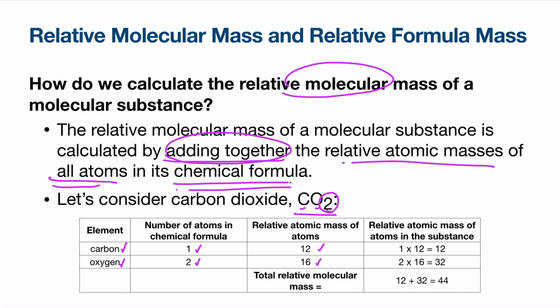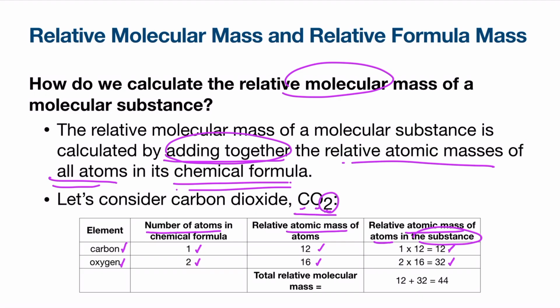Once you have identified the number of atoms in the chemical formula and its relative atomic mass based from the periodic table, we will multiply them to get the relative atomic mass of atoms in the substance. So we have one carbon atom, which is 1 times 12, which is equal to 12, and two oxygen atoms, which is 2 times 16 equals 32.